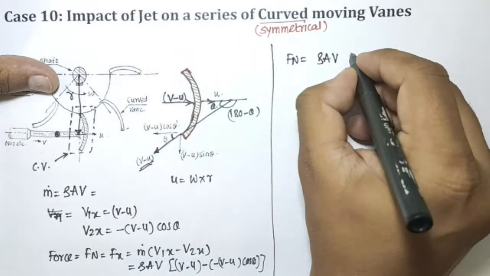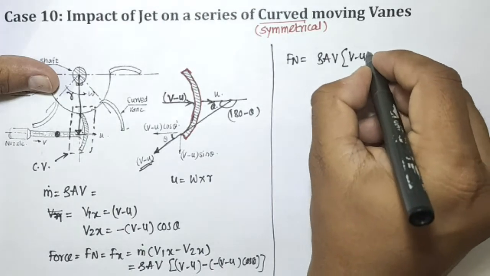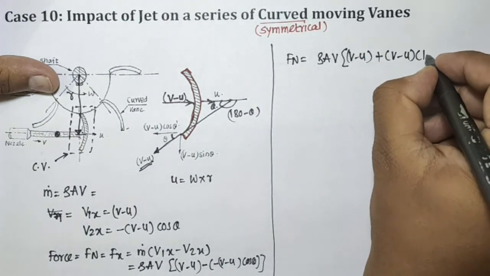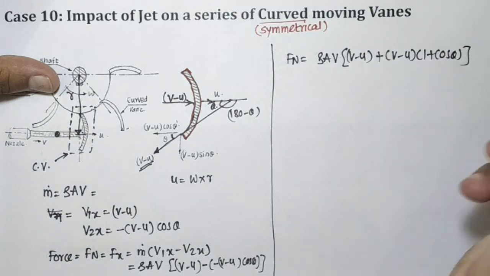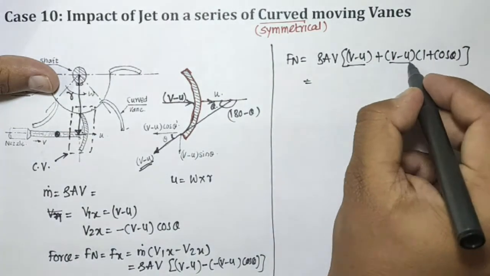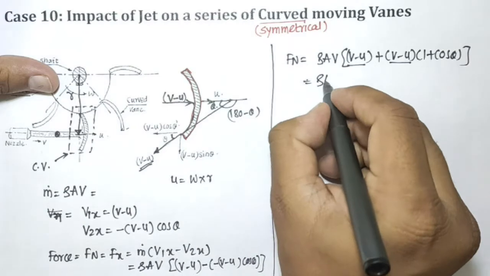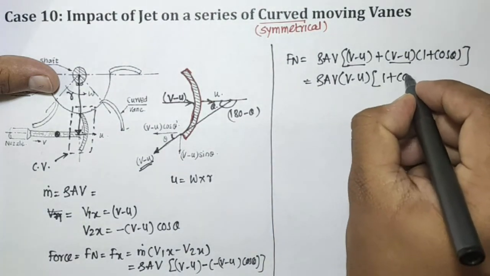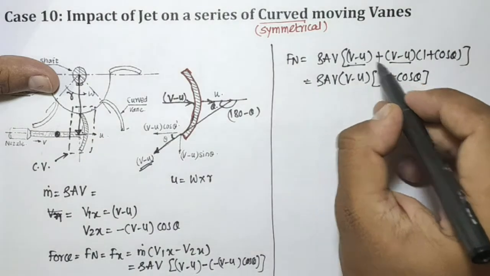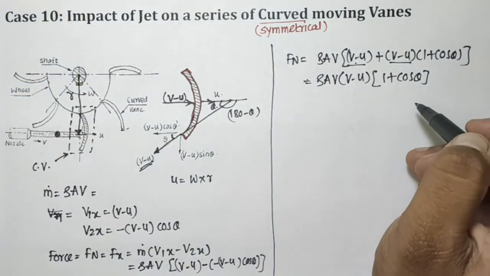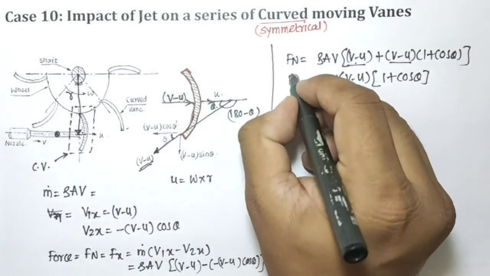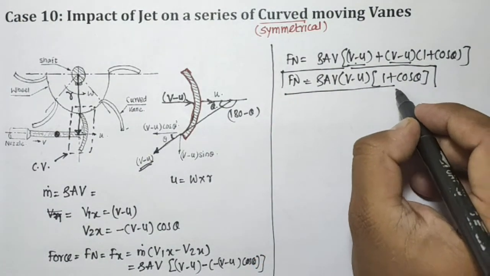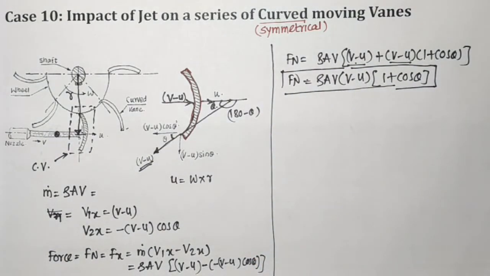rho a v in bracket (v minus u), minus minus will become plus, (v minus u) (1 plus cos theta), and if we take this v minus u as common, we will have rho a v (v minus u) in bracket (1 plus cos theta), because this whole quantity will be taken out. So this is what we call Fn, that is what we call the force.